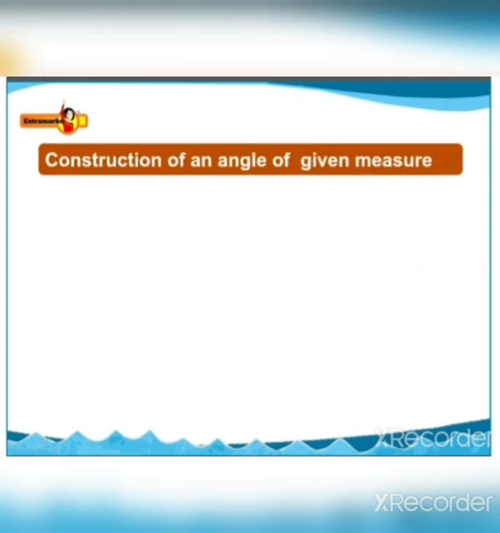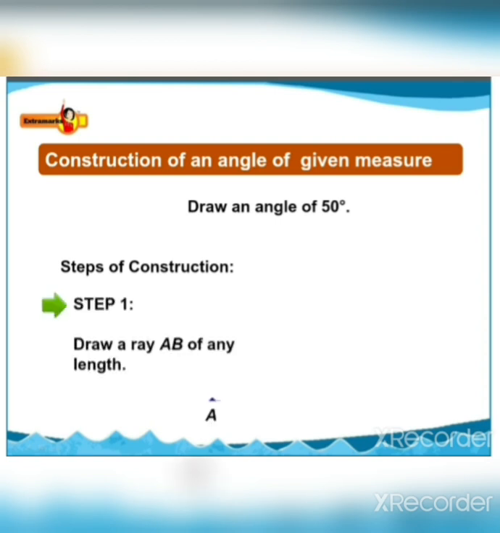Construction of an angle of given measure. Let's draw an angle of 50 degrees. Here are the steps of construction. Step 1. Draw a ray AB of any length.